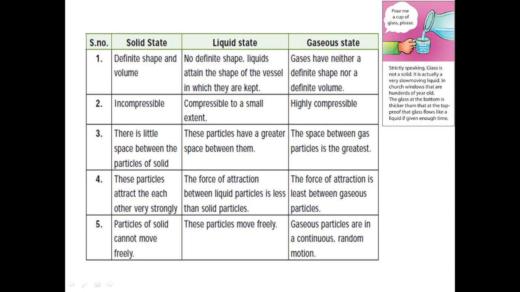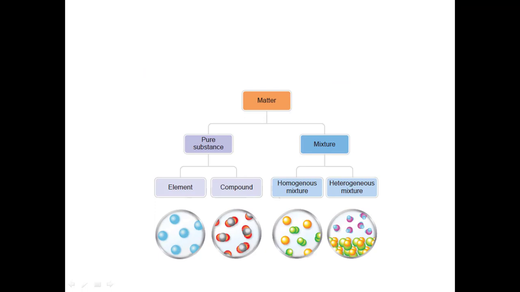Particles of solid cannot move freely. Particles of liquid can move freely. Gaseous particles are in continuous random motion. Matter can be divided into pure substances and mixtures. Pure substances can be divided into two, that is element and compound. And the mixtures are divided into homogeneous mixtures and heterogeneous mixtures.